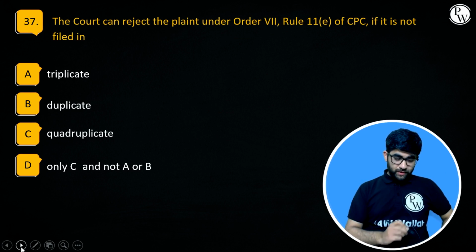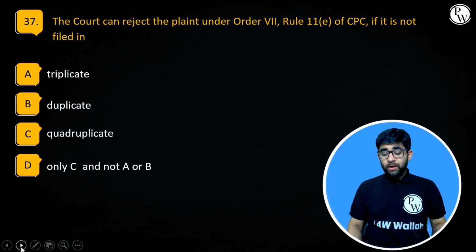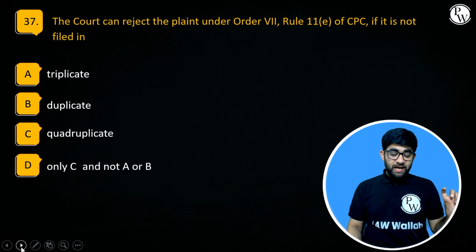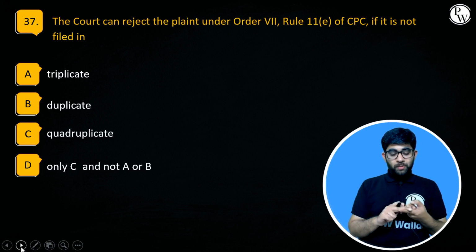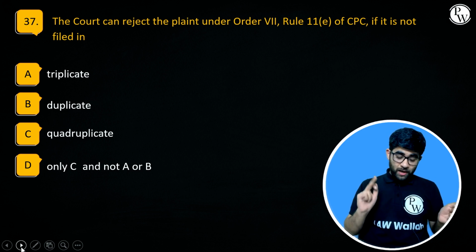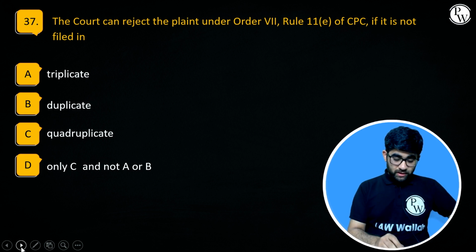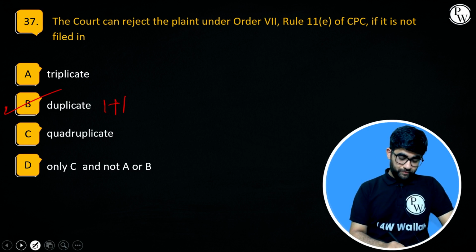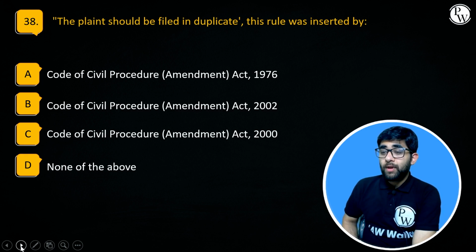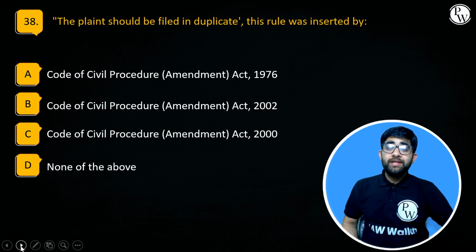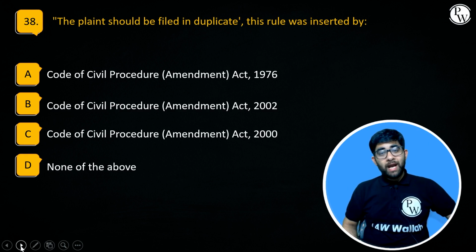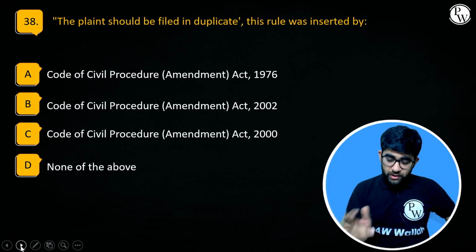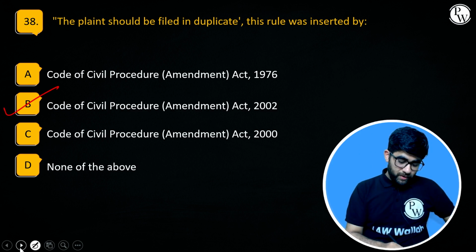Next is 37. The court can reject the plaint under Order 7 Rule 11E of CPC if it is not filed in triplicate, duplicate, quadruplicate, or only C and not A and B. Only C and it's duplicate, right? You have to file it 1+1. Next, the plaint should be filed in duplicate. This rule was inserted by CPC 1976 amendment, 2002 amendment, 2000 amendment, or none of the above. The answer to this is 2002 amendment.